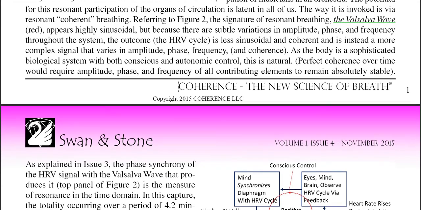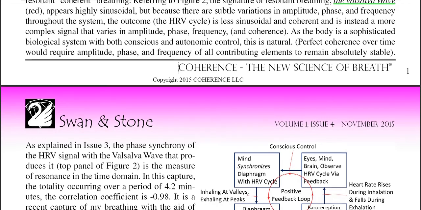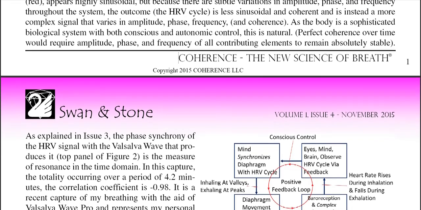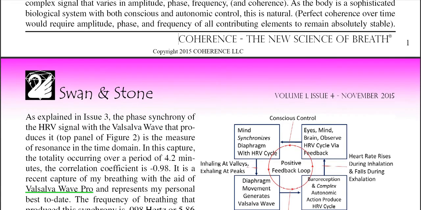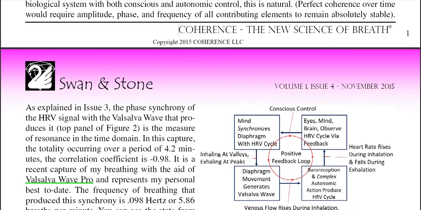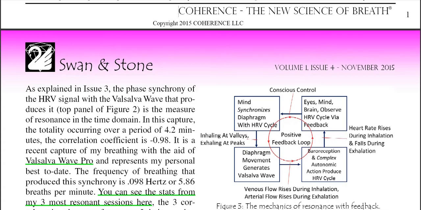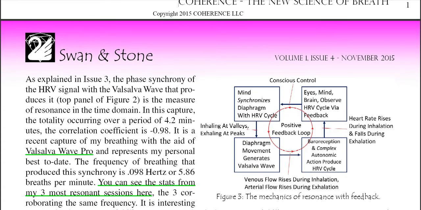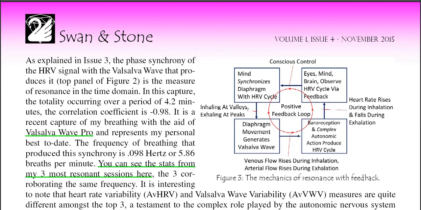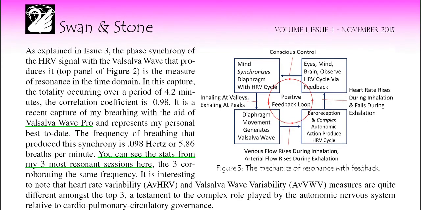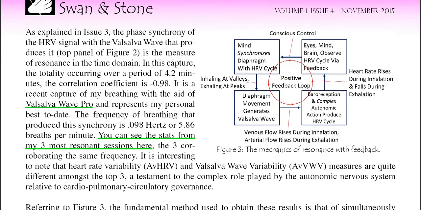As explained in Issue 3, the phase synchrony of the HRV signal with the Valsalva wave that produces it, top panel of Figure 2, is the measure of resonance in the time domain. In this capture, the totality occurring over a period of 4.2 minutes, the correlation coefficient is -0.98. It is a recent capture of my breathing with the aid of Valsalva Wave Pro and represents my personal best to date. The frequency of breathing that produced this synchrony is 0.098 Hz, or 5.86 breaths per minute.